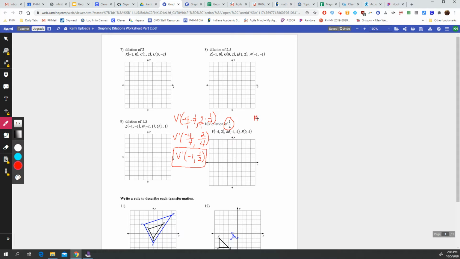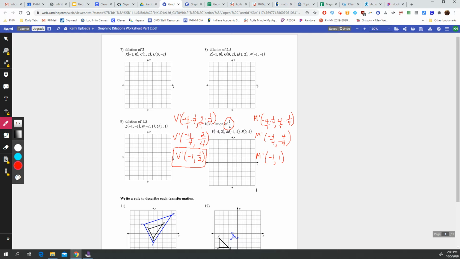M prime, we'd take the x coordinate, multiply it by 1/4. Then we'd take the y coordinate, also multiply it by 1/4. Change these two fractions if you need to. So -4 times 1 is -4. 1 times 4 is 4. For the y coordinate, 4 times 1 over 1 times 4 is 4. So m prime is going to be -1, 1.